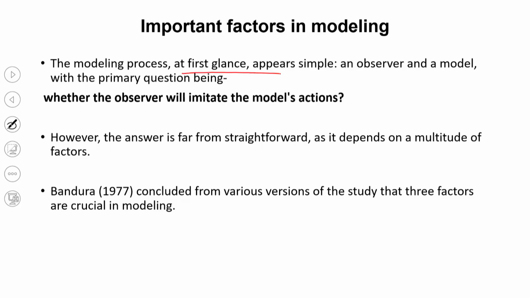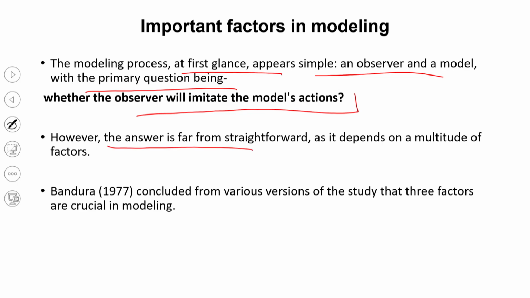The modeling process at first glance appears simple. There is an observer and a model, with the primary question being whether the observer will imitate the model. Whenever we see someone else doing something, the question is, will that person model or mimic the same actions, under what conditions, and which factors will facilitate that mimicking. So, the answer is not very straightforward. It depends on so many factors.